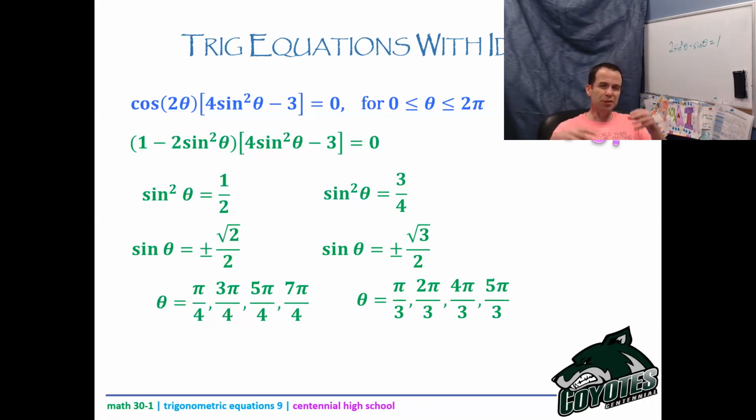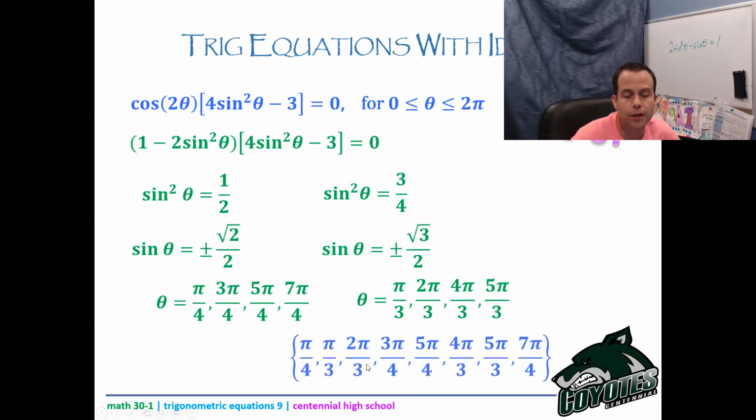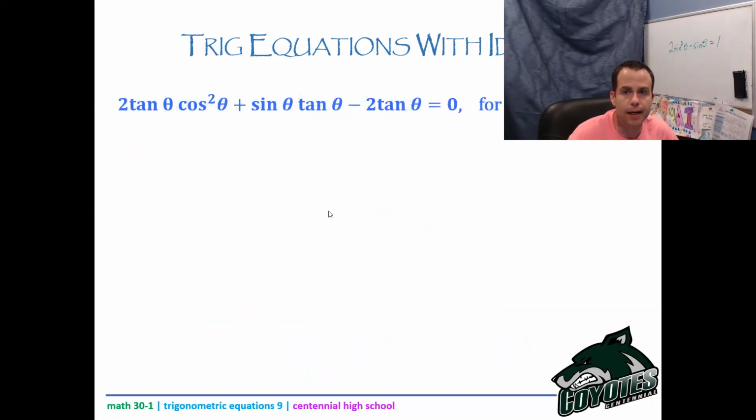It's a good idea when you do your solution set, write them in order, not just this guy and this guy, but write them in order from smallest to largest. Okay, so my solution set is pi over 4, pi over 3, and you can use your unit circle to help you see which one comes first, right? 2 pi over 3, 3 pi over 4, 5 pi over 4, 4 pi over 3, 5 pi over 3, and 7 pi over 4. Good.